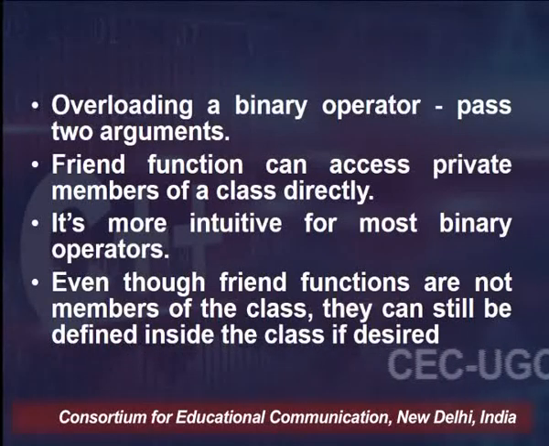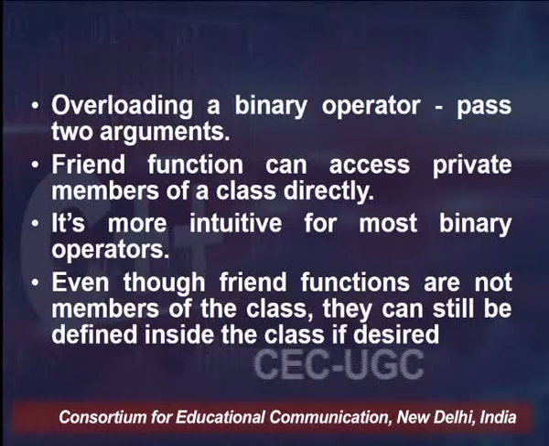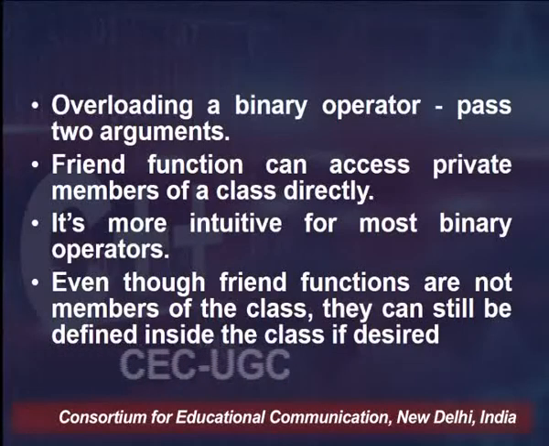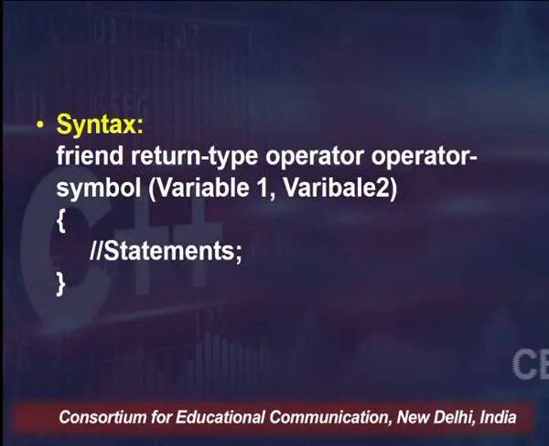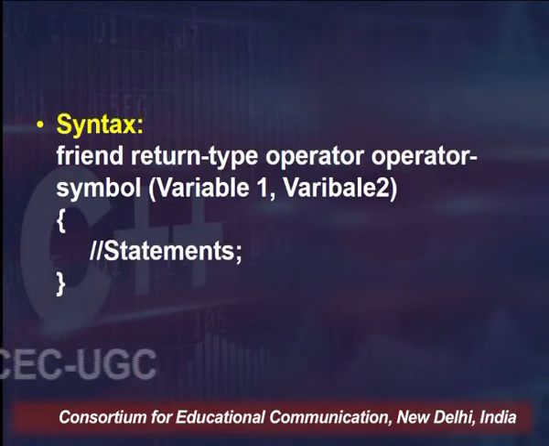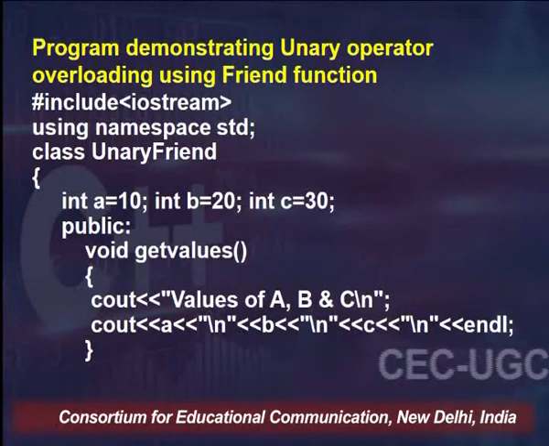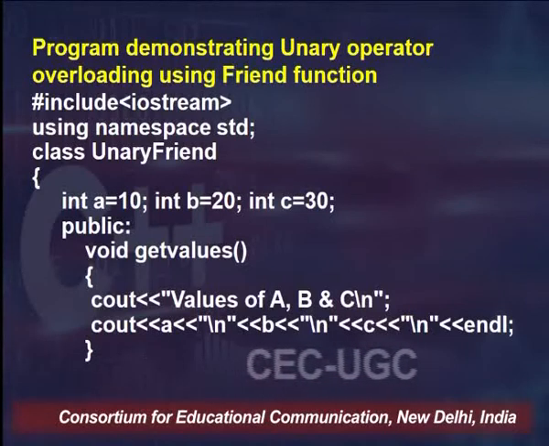Because in the case of a binary operator, the expectation of a user, or of the one who is checking the program, is to have two parameters, for the simple reason that this is a binary operator. And then we have also seen the syntax of the function when used with the help of a friend function. Now, let us see the demonstration of operator overloading using a friend function.